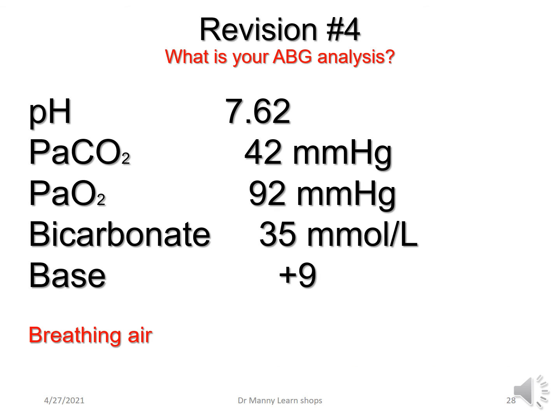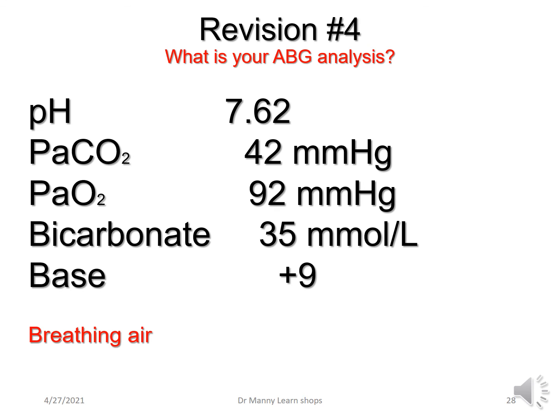Revision 4. Your turn again. They're breathing room air, which is great because their PaO2 is normal, between 80 and 100. We look at the pH, and the pH is reflecting alkalemia, 7.62. Now we've got to find something that fits the alkalemia. The PaCO2, it's normal, it's 42. Between 35 and 45 is normal.